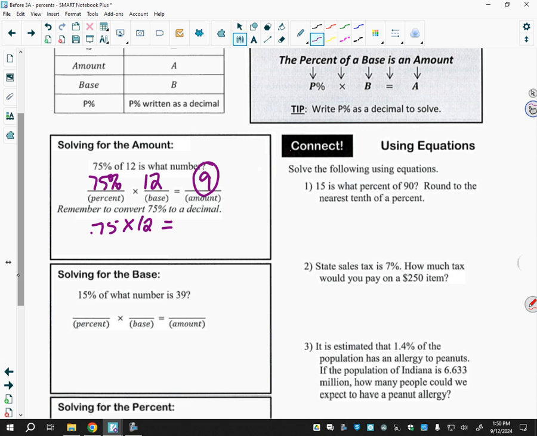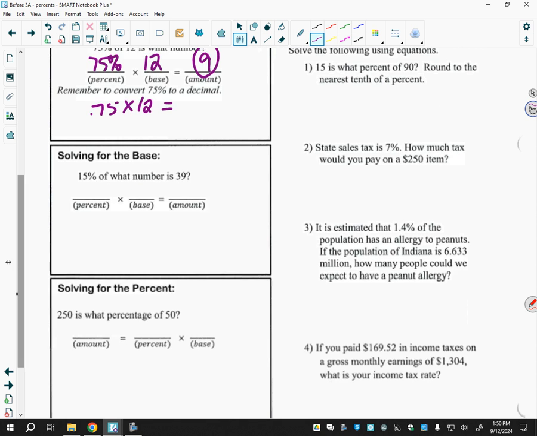But this is where I like the proportion way better. I like is over of equals percent over 100. Because when you do the second problem, you have to remember that the base is what you're multiplying by, the big number. So it says 15% of what number is 39. So this time we don't know what the base is. So you would have to say, I'm going to write it as a decimal this time, 0.15 of what is 39.